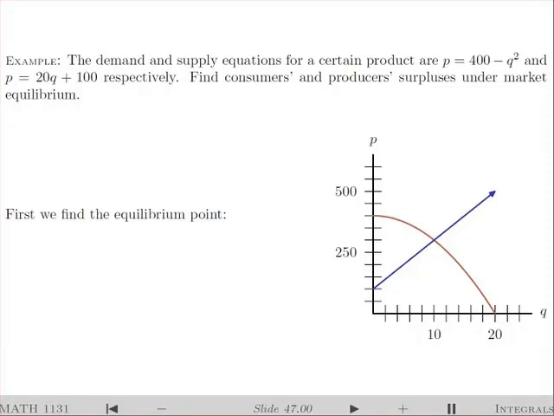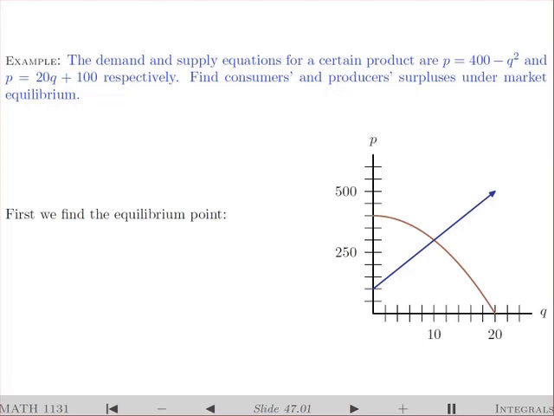Welcome. We are going to look at examples of calculating producer and consumer surplus given the supply and demand curves. So in this session, we are going to do an example where the price is given as a function of Q both for the demand and supply equations. We will start by finding the equilibrium point.